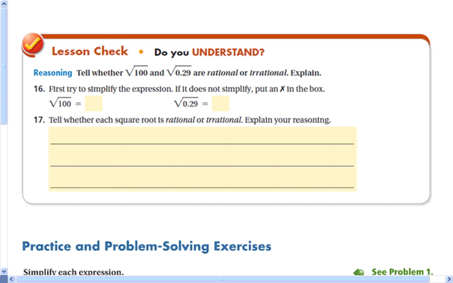Okay, just one last thing, lesson check. Go ahead and read this and see if you can get the right answer. You can check back for your answer.